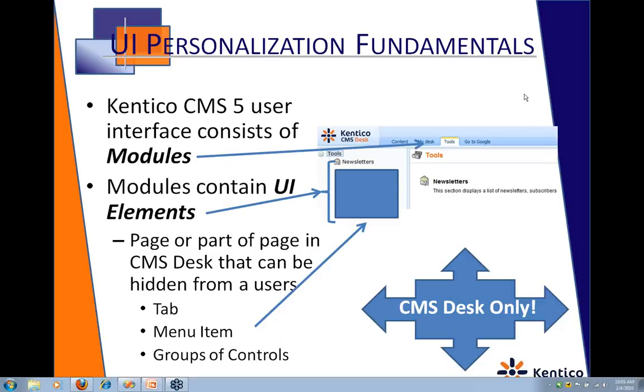Implementing UI personalization in Kentico CMS 5 required us to do some additional refactoring of how the application is structured. So terms like modules are definitely nothing new, but they're an important term to keep in mind when you really start looking at how this feature and functionality works. By definition, modules contain UI elements. And these elements consist of things like tabs, menu items, and groups of controls, and are what we are hiding from our end users within the CMS Desk.